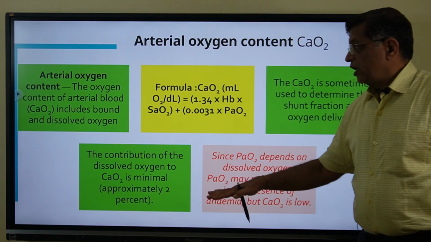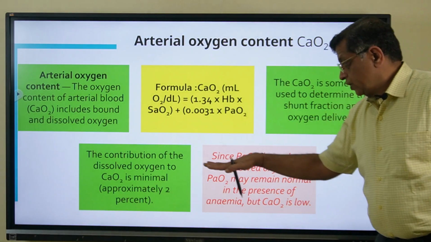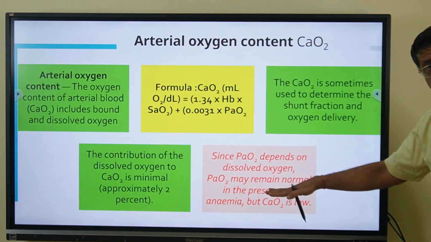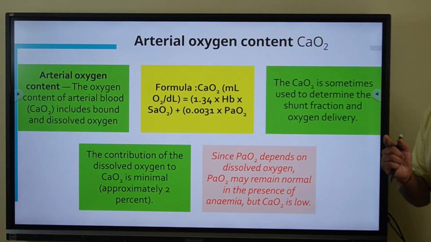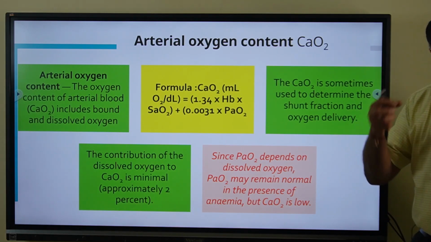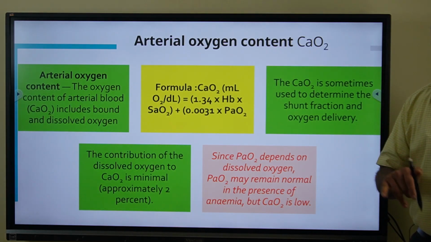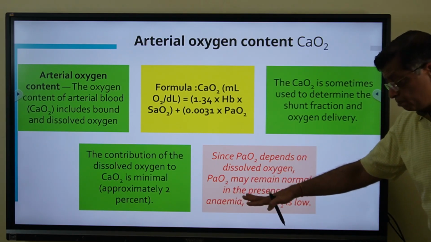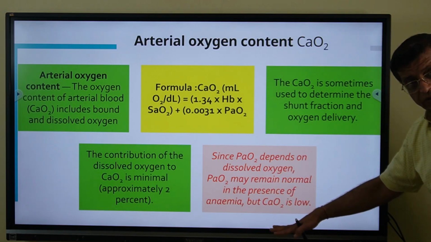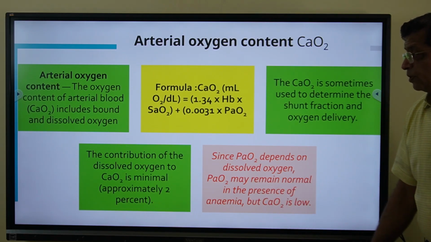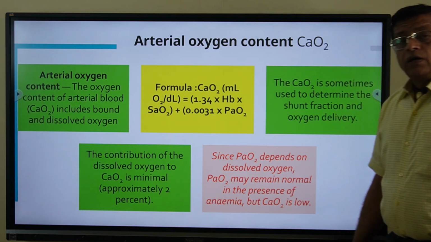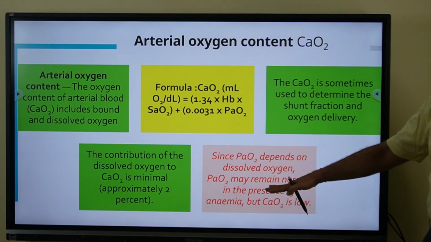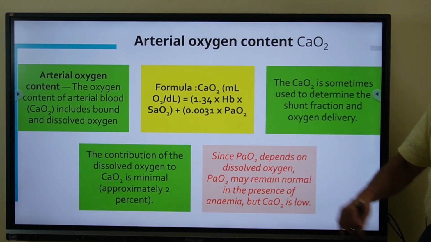If the patient has, say, anemia, since PaO2 depends on dissolved oxygen, the PaO2 will be normal, because PaO2 is the oxygen that is dissolved in the blood. So if the patient has severe anemia, suppose the hemoglobin is 5 grams, his PaO2 will be normal, but the oxygen content will be less, right? So this is useful in patients who have anemia. In anemia, the oxygen content will be less, while PaO2 would be normal.